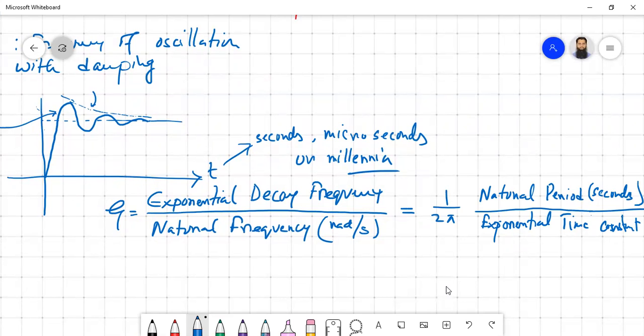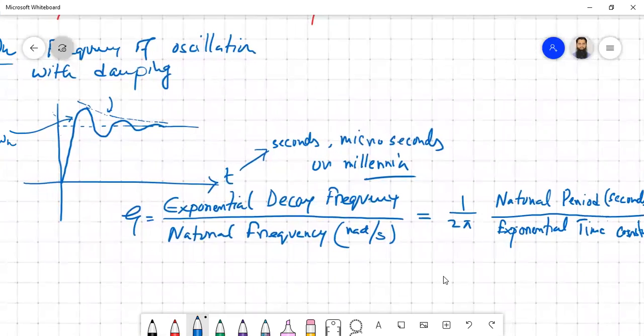Okay, so this is how you have to define your damping ratio, a ratio that is always maintained between the exponential decay frequency of the envelope and the natural frequency of oscillation. The envelope is the envelope of this pattern that we are following.